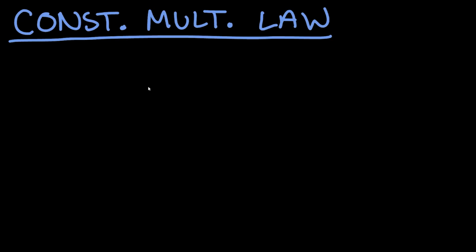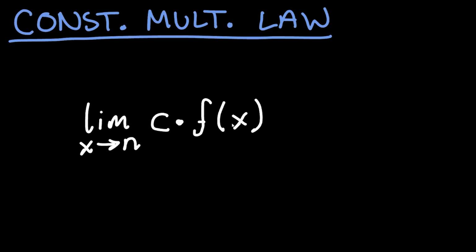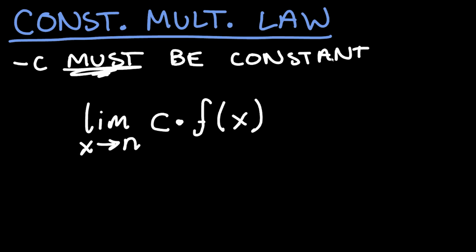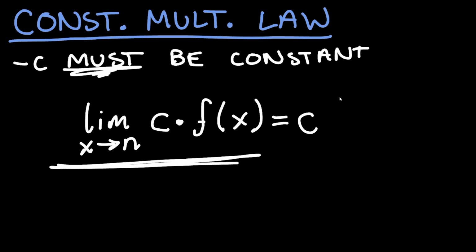So the constant multiplication law is actually very simple, and it states as follows. If you are taking the limit as x is approaching a number, and you have a function that is being multiplied by some constant c, let's keep in note that c must be constant, then all of this equals your constant times the limit of your function.